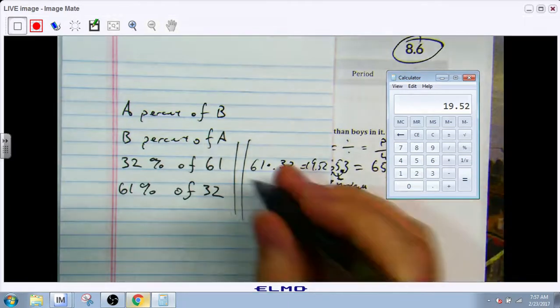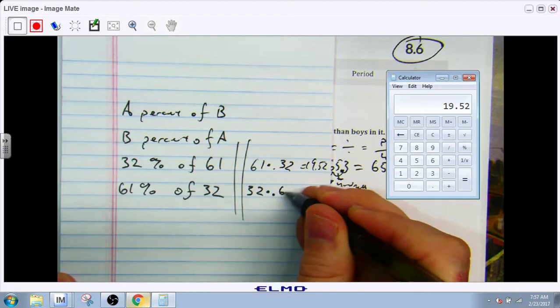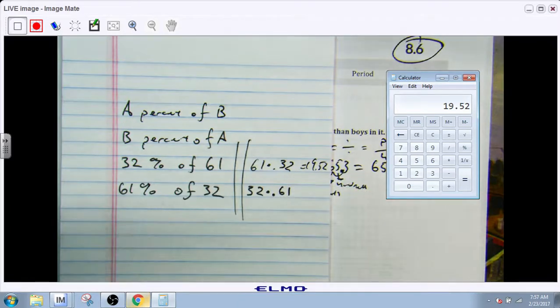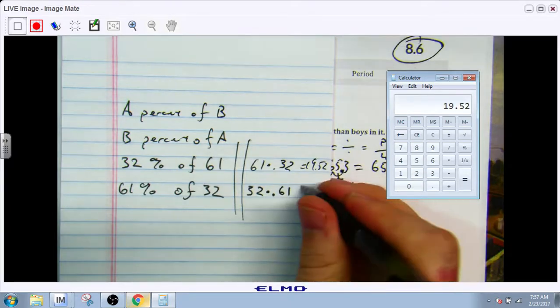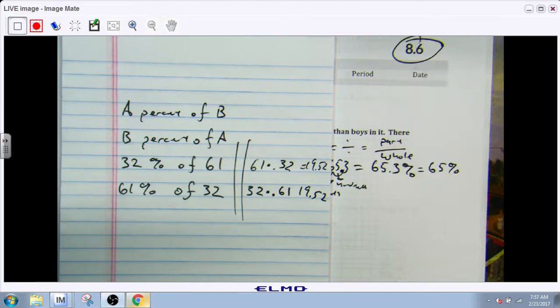Now let me try it the other way. I'm going to take 32 and multiply it by 0.61. That's 61% as a decimal. So if I do 32 times 0.61, you see I get the exact same answer, 19.52. It's kind of a neat little trick. Not going to be terribly relevant, but sometimes you might be in a stuck point where one is easier to figure out than the other. All right.